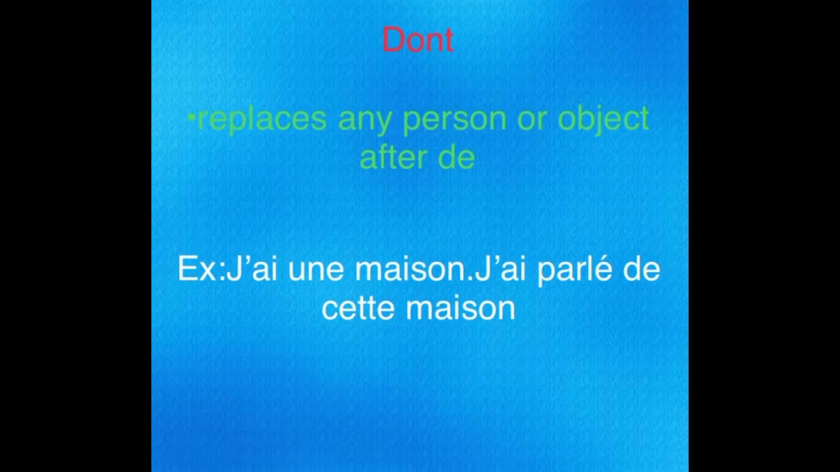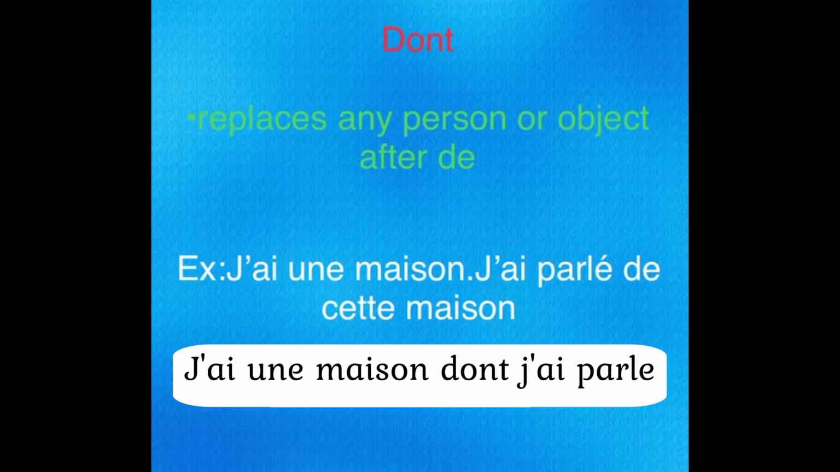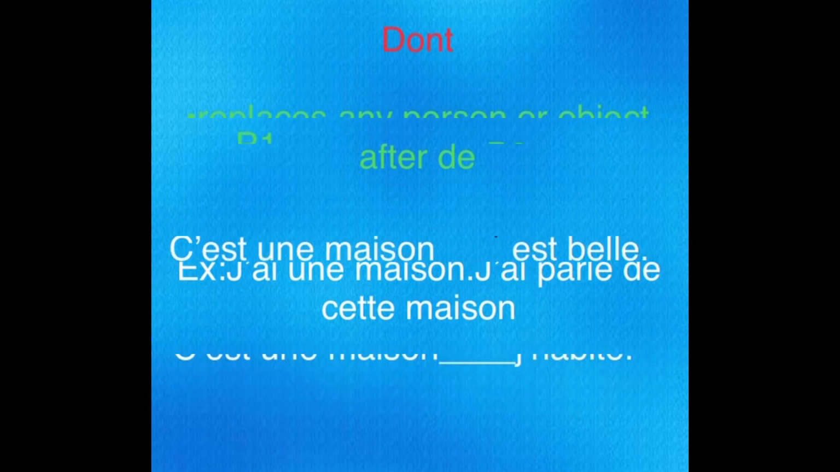Now, the fourth and the last relative pronoun is dont. Dont replaces any person or object after de. Taking an example, the sentence is "J'ai une maison, j'ai parlé de cette maison." I have a house, I talked about this house. So we can see that cette maison is preceded by de, so it will be replaced by dont. Now the sentence will change to "J'ai une maison dont j'ai parlé." I have a house of which I talked.